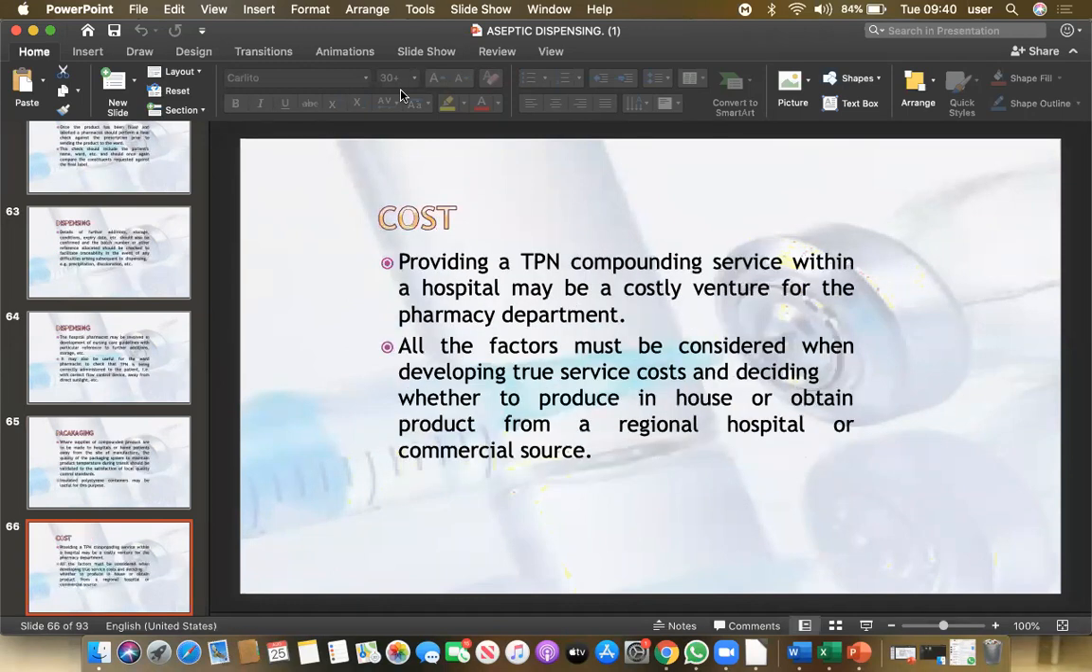Cost. Now in a hospital where patients are paid patients, the cost has to be calculated. Providing a TPN compounding service within a hospital may be a costly venture for the pharmacy department. All the factors must be considered when developing true service costs and deciding whether to produce in-house or obtain product from a regional hospital or commercial source. So the calculation of cost must be done for the patient where the patients are paying for that.